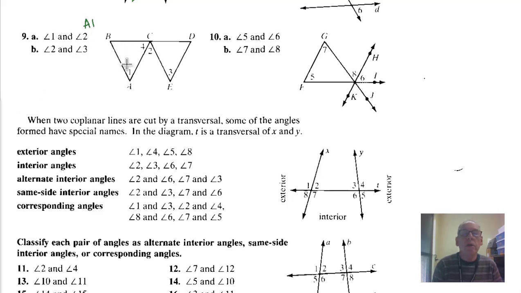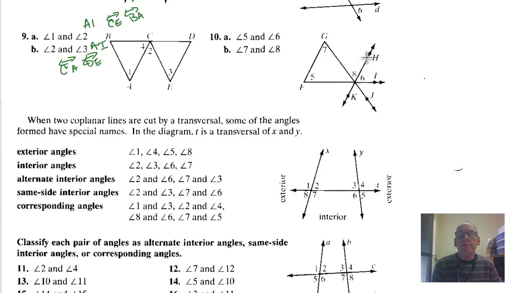And that's using BA and CE as the lines. If we look at angle 2 and angle 3, angle 2 and angle 3 are alternate interior angles if we use CA and DE. So using CA and DE, we have angle 2 and angle 3 are alternate interior angles also using those lines.